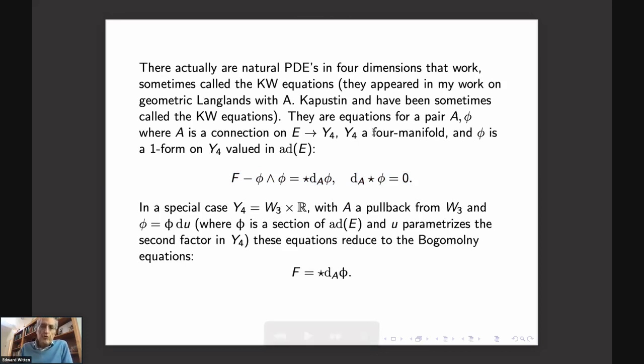And in a special case where the 4 manifold is W3 times R, where W3 is a 3 manifold, a solution being independent of U means that A is a pullback from W3. And then we assume that phi takes this form where this phi is also a pullback. Then these equations reduce to the Bogomolny equations. So our space of solutions of the Bogomolny equations are the U-independent solutions now of some equations in 4 dimensions.